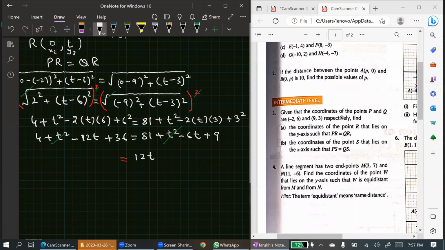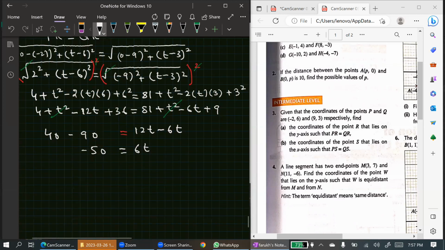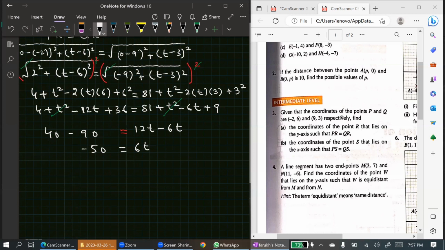12t minus 6t, 40 minus 90. 6t is equal to 50. Can you identify any calculation mistake in this one? I think that it's correct. T is equal to minus 50 over 6. T is equal to minus 25 over 3.